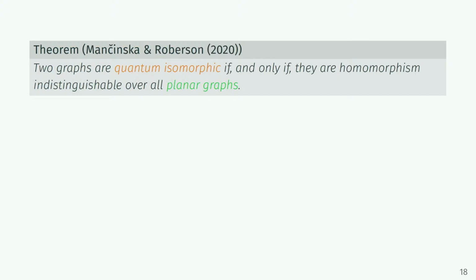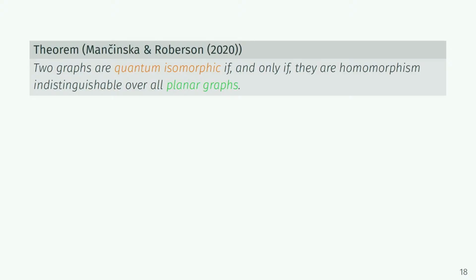So, okay. I'm going to give you some idea into how to prove this seminal result by Mančinska and Roberson that two graphs are quantum isomorphic if and only if they are homomorphism indistinguishable over all planar graphs. So I guess you know what a planar graph is, so a graph that can be drawn on the plane without crossing edges. Now what is quantum isomorphism?